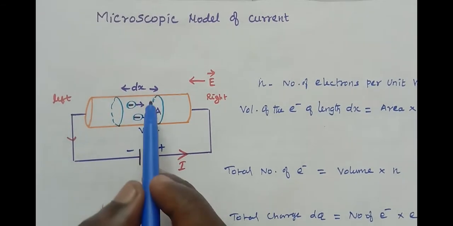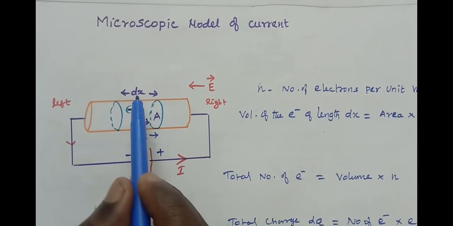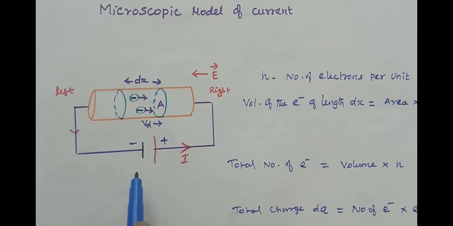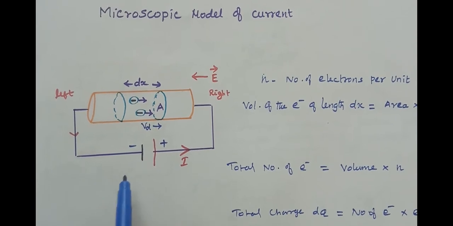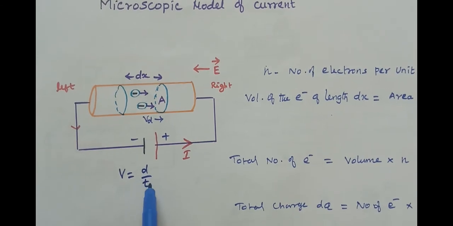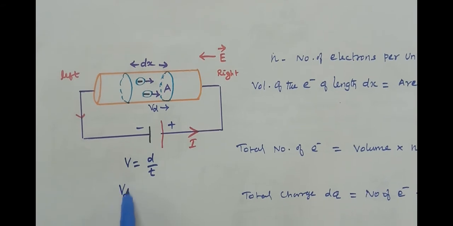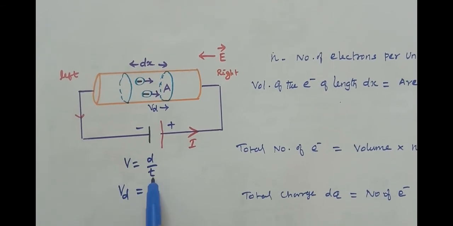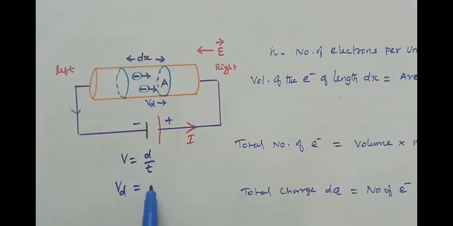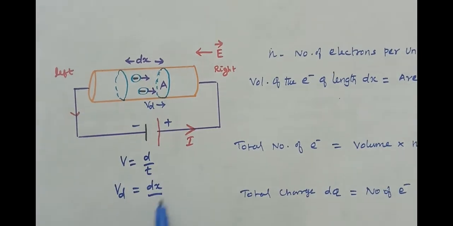Now consider a small element, length of the element dx. So students, now tell me the basic general formula for velocity. Velocity is equal to distance by time taken. Now here, drift velocity is equal to distance. What is the distance? The length of the element, dx, with respect to time, dt.